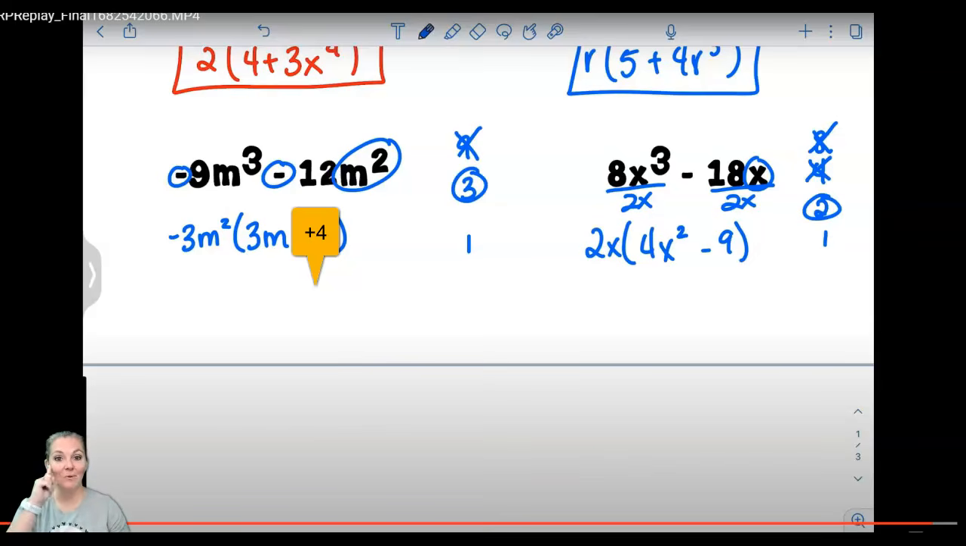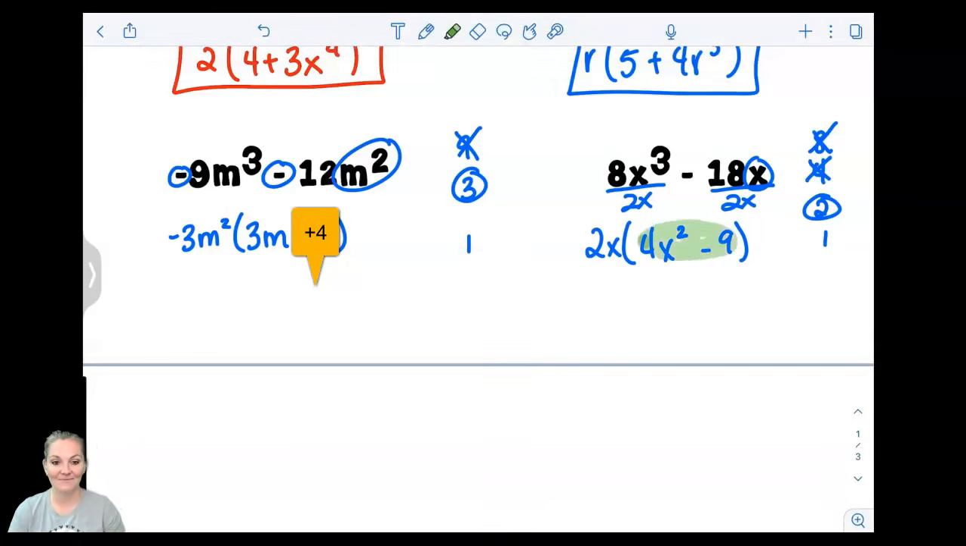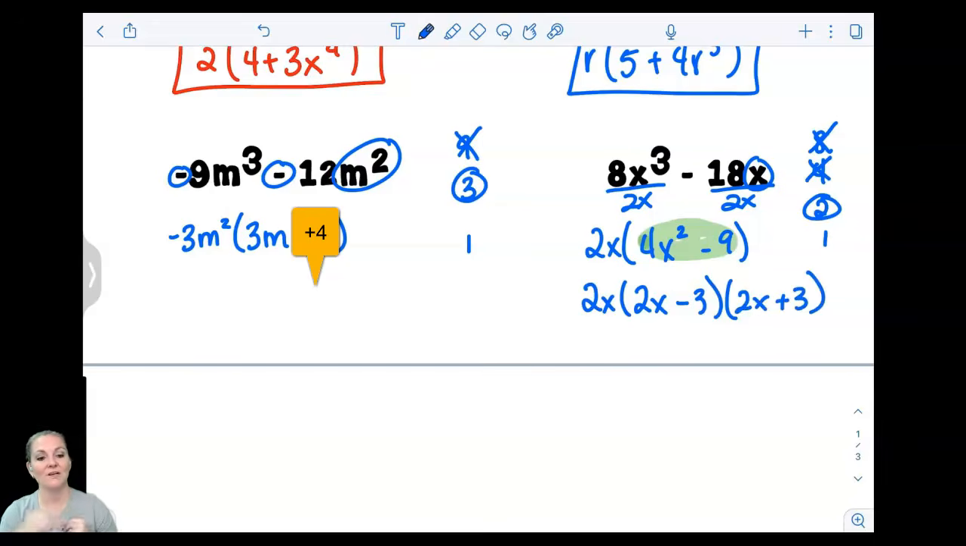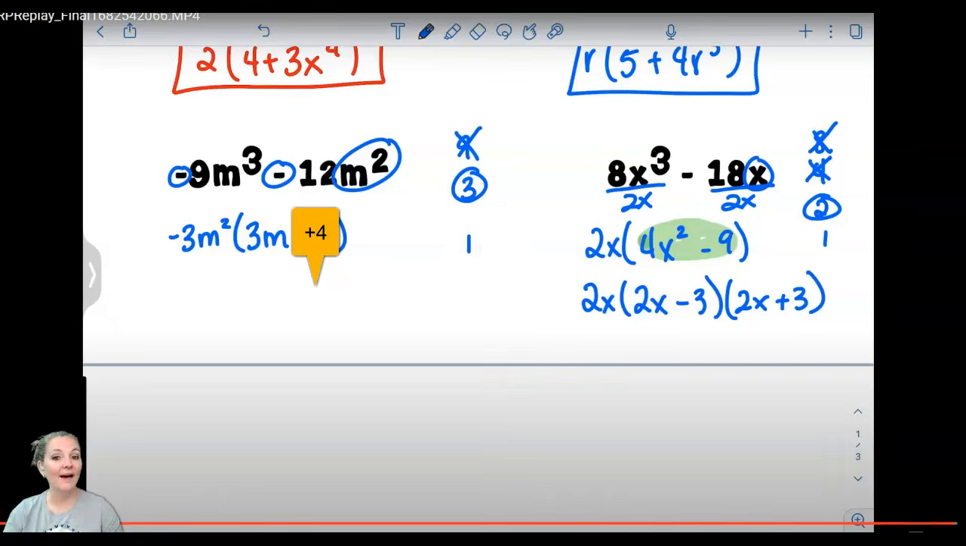But think about, what did we just learn in the last video? Two terms, minus in between, check to see if they are perfect squares. 4 is a perfect square, x squared is a perfect square, 9 is a perfect square, so that one can keep going. So make your two parentheses with your GCF out in front. Take the square root of 4x squared, which is 2x. Take the square root of 9, which is 3. You make one plus and one minus. And that is that one completely factored out.